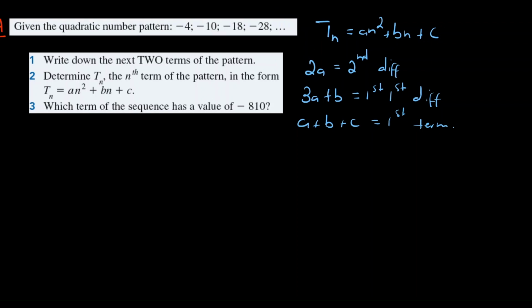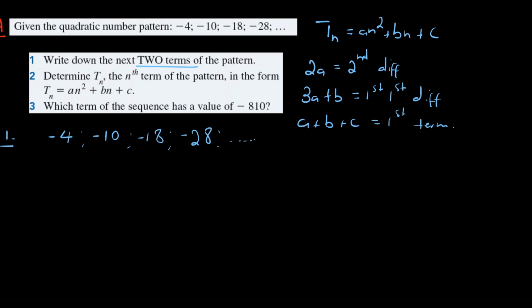So with this small background, let's attempt the first question. We are asked to write down the next 2 terms of the pattern. So our pattern is -4, -10, -18, -28. And how do we get our differences?